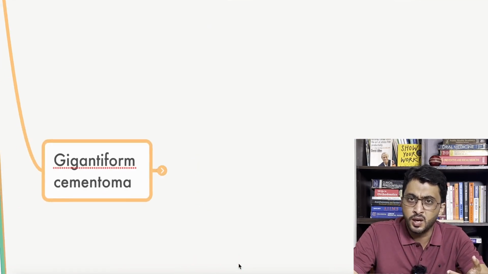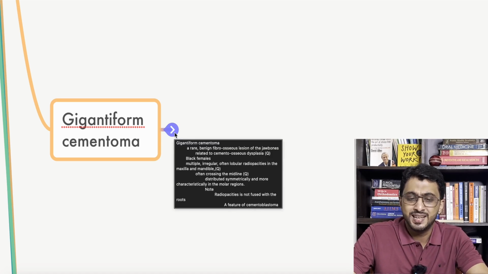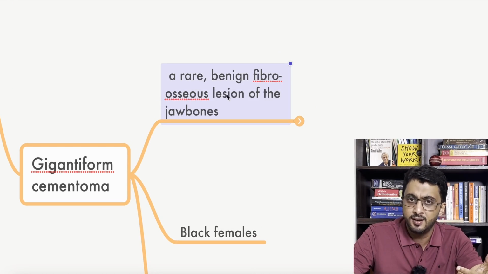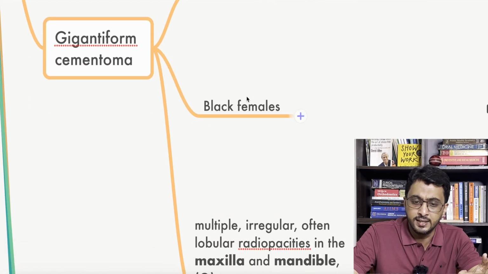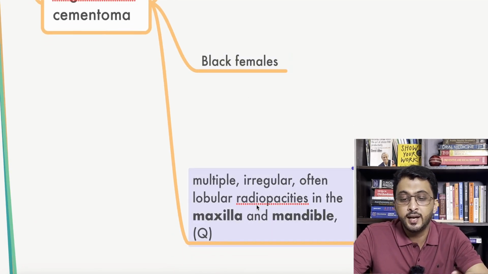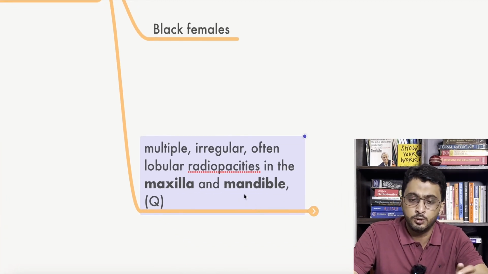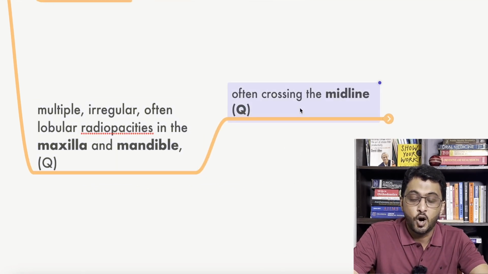Now the location is important. Again, mandibular anteriors, black American woman. Gigantiform cementoma. So basically it's a modification of cementoma, a benign fibro-osseous lesion again, which is a type of cemento-osseous dysplasia, PCOD we said, or cementoma, which is gigantiform, again seen in black females. But you see multiple lesions, that's the differentiating feature. Multiple irregular, often lobular radiolucent lesions in the maxilla and mandible. Where did we see cementoma? Mandibular anterior. This can be maxilla and mandible, often crossing the midline.